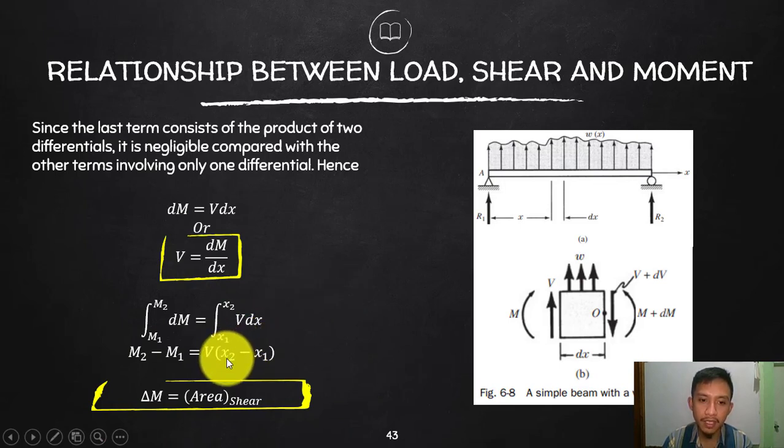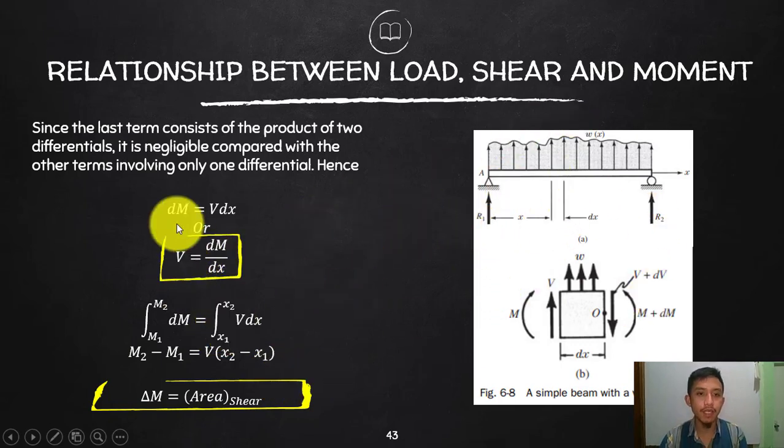So, multiplying the change in x, or x2 minus x1, times the height v is the area of the shear diagram. So, what does that mean? From point 1 to point 2, the change in the moment from point 1 to point 2 is actually the area of the shear diagram between point 1 and point 2. So that is the other relationship that we established based on the relationship that we derived a while ago.